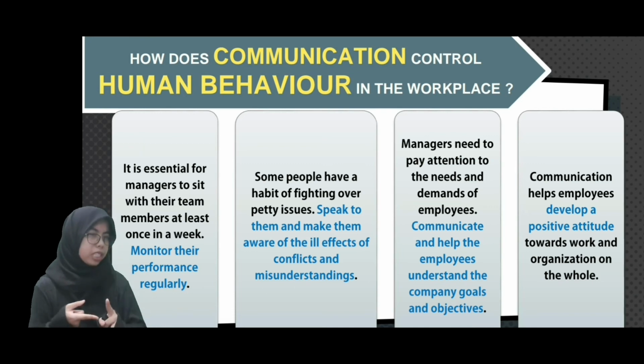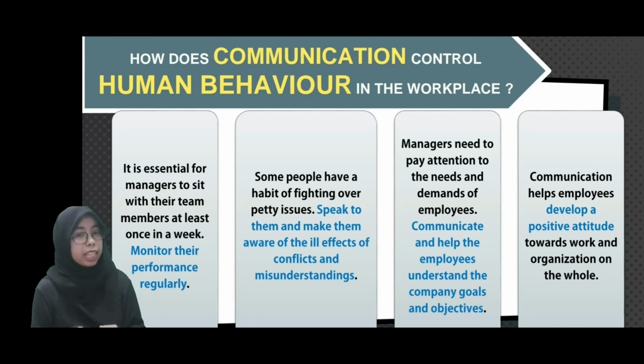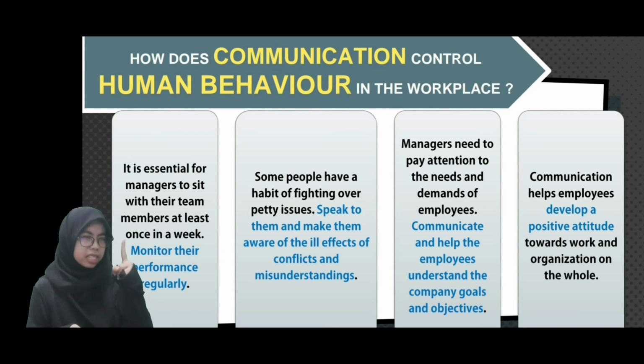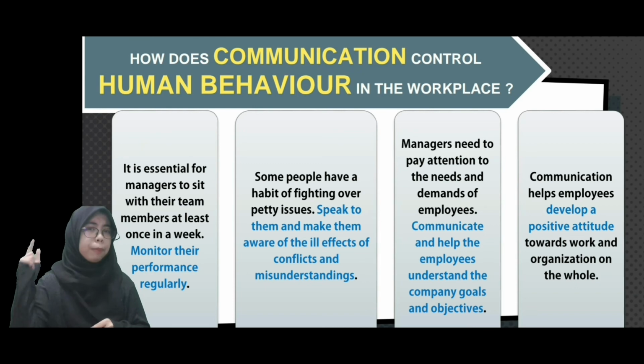So first, it is essential for managers to sit with their team members at least once in a week, monitor their performance regularly. Bermakna, poin yang pertama ini sudah menunjukkan bermakna komunikasi itu adalah sangat penting di dalam organisasi.